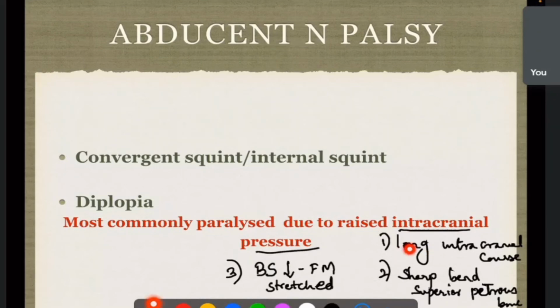One is it is having a long course. The intracranial course is very long. Then it has a sharp bend over the superior part of the petrous temporal bone. And when there is raised intracranial pressure, the brainstem will descend down through the foramen magnum. That time this nerve will be stretched.